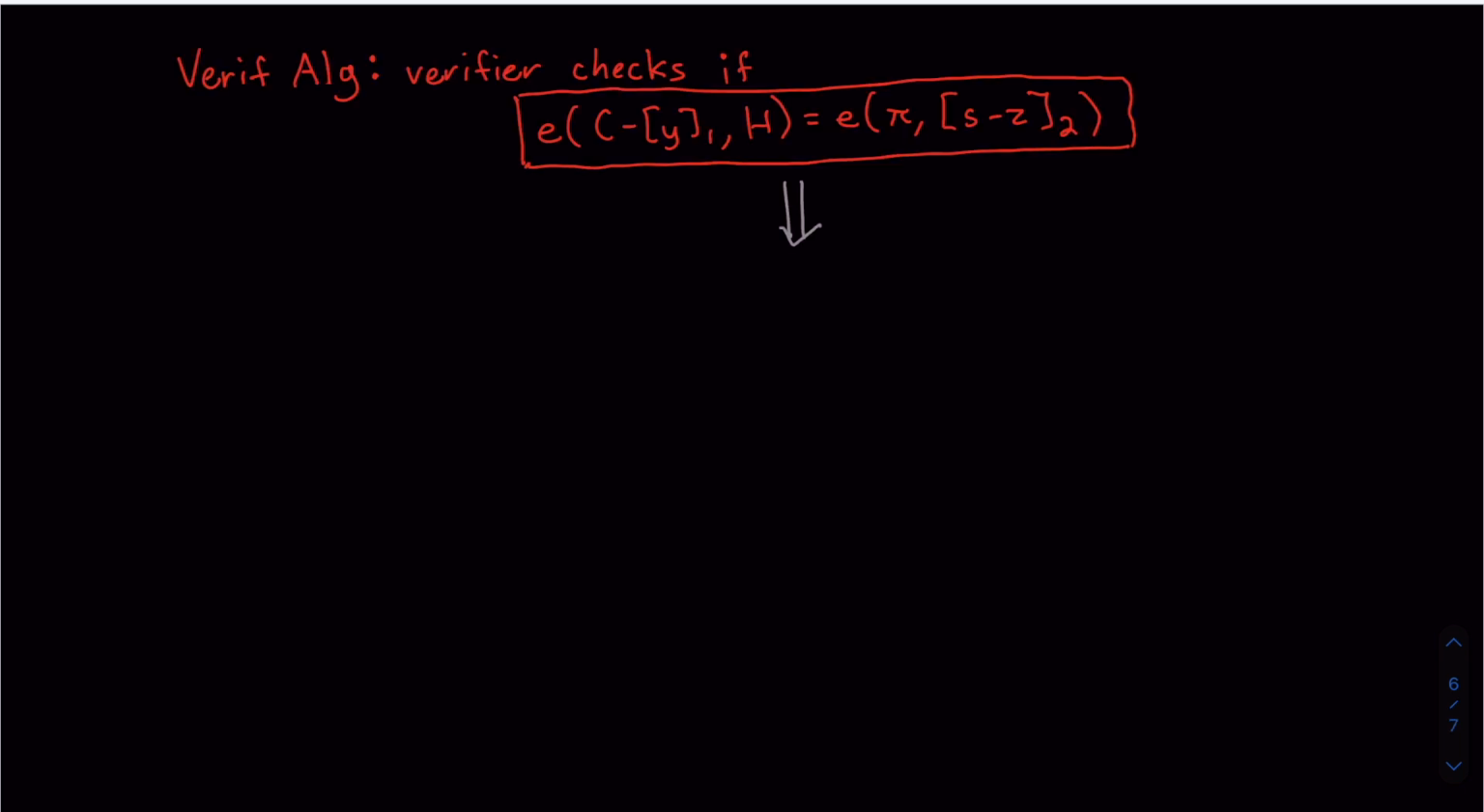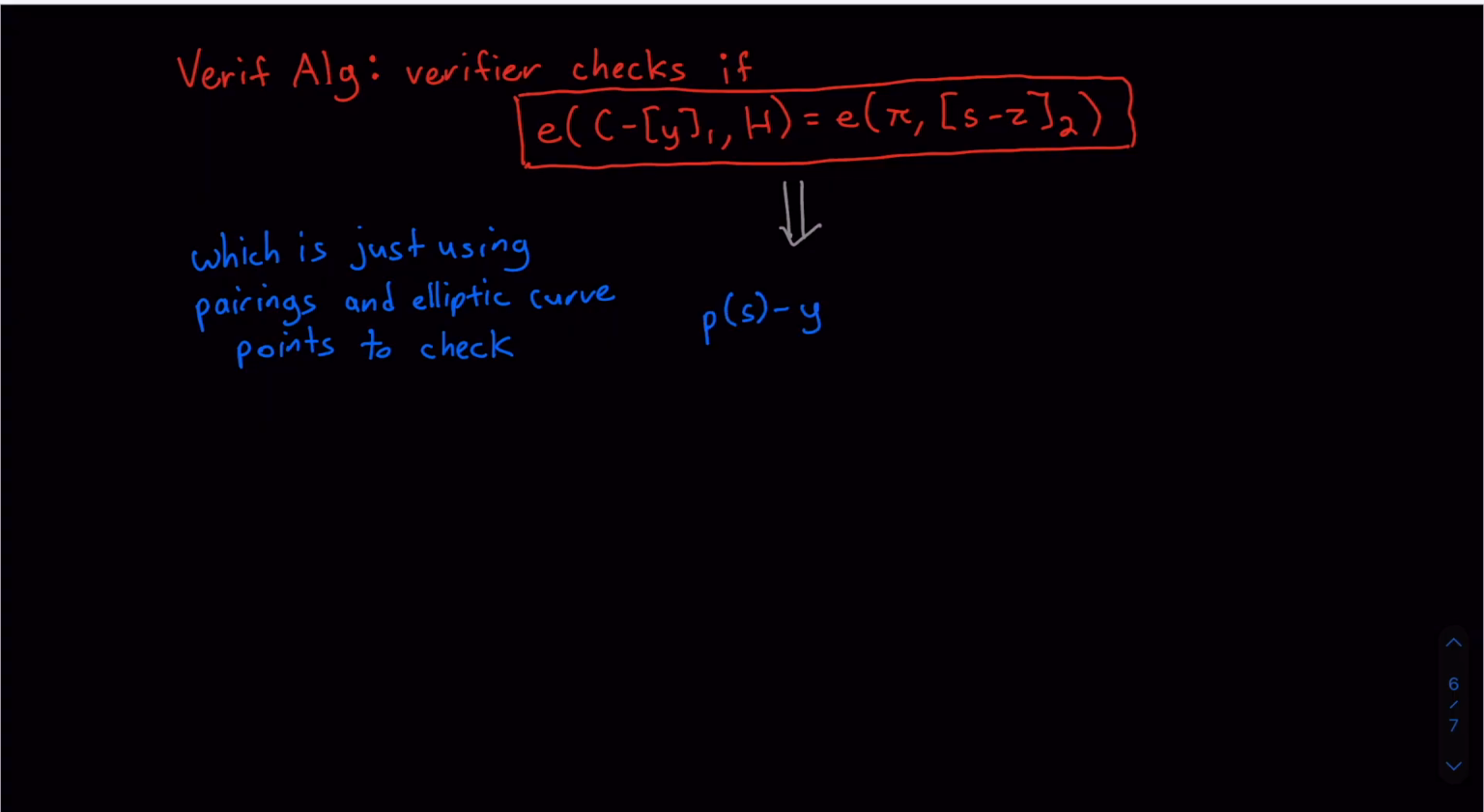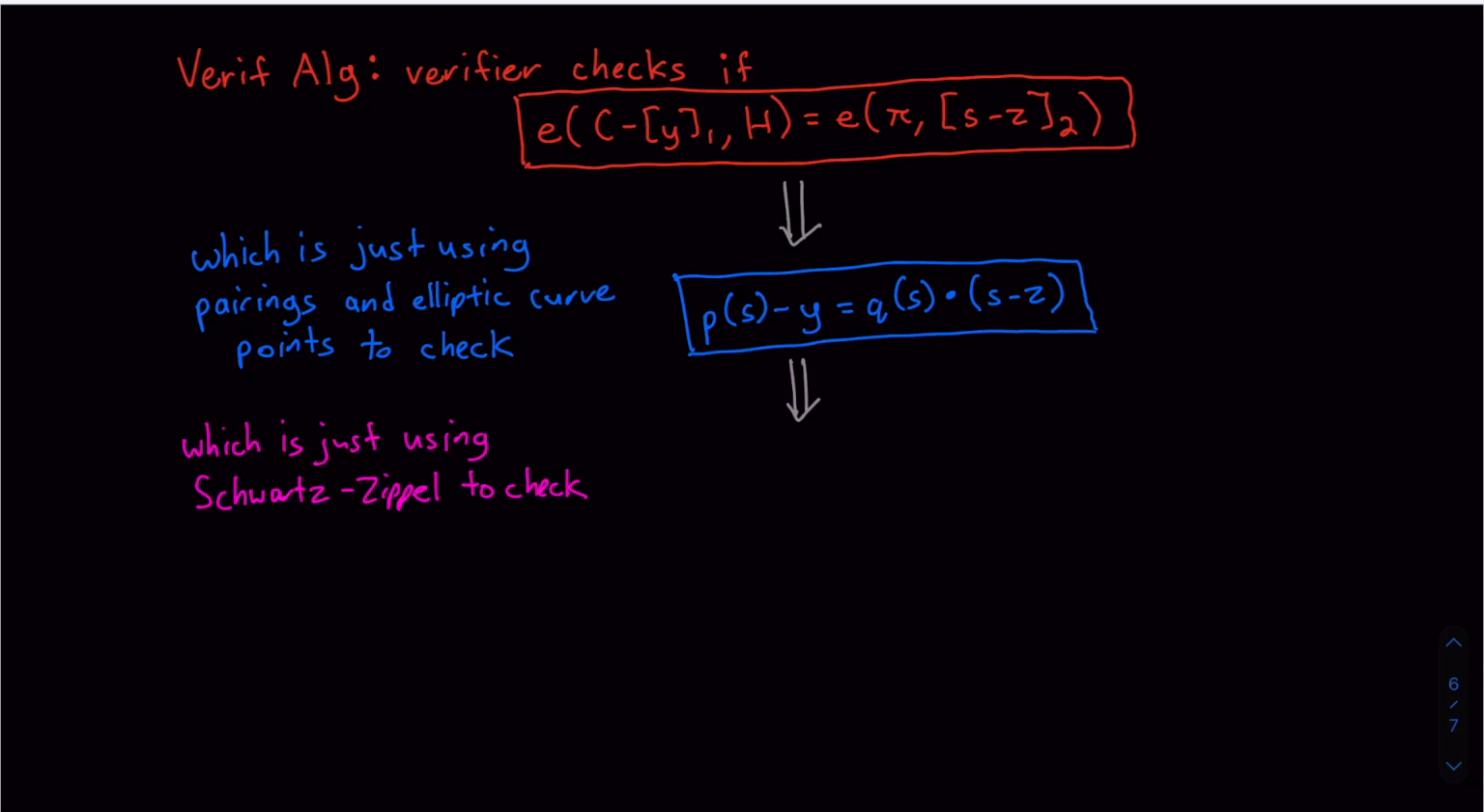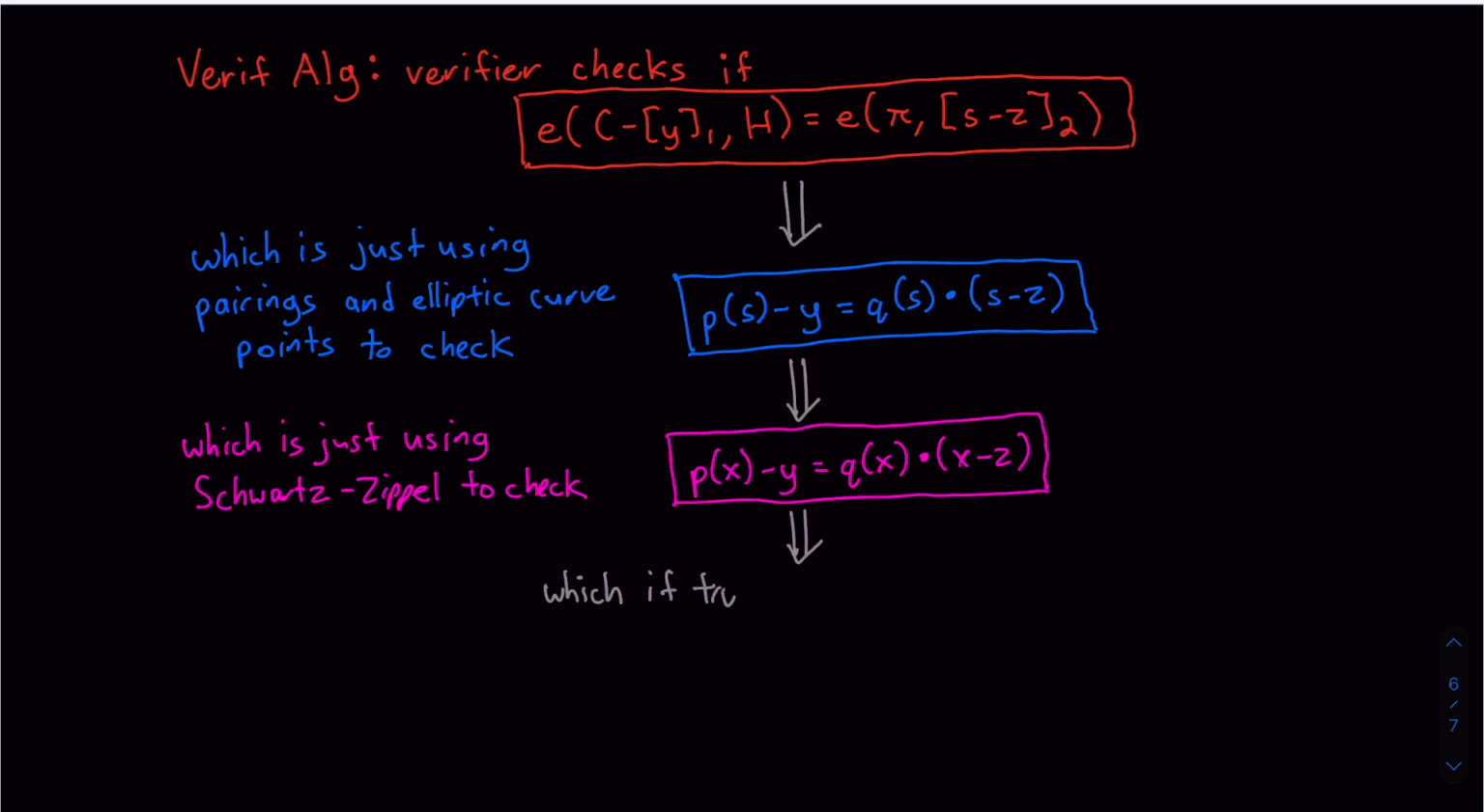So to take a step back and summarize, what that equation really is just using elliptic curve points and pairings to check the equation p of s minus y equals q of s times s minus z. And by Schwartz-Zippel, if this is true, then with overwhelming probability, the polynomial identity p of x minus y equals q of x times x minus z is true. And if this is true, then the prover really did provide the correct value, p of z equals y.